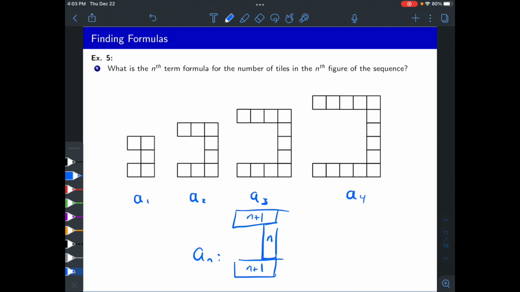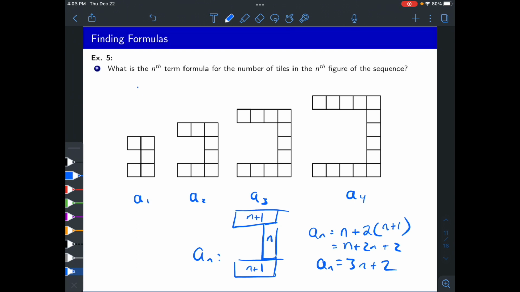our formula for a sub n would hence just be, well, we have n tiles in the middle, and then n plus 1 tiles on the top and the bottom, so n plus 2 times n plus 1. You could go ahead and simplify this to n plus 2n plus 2, or just 3n plus 2. Okay? So that's one way of thinking about it.